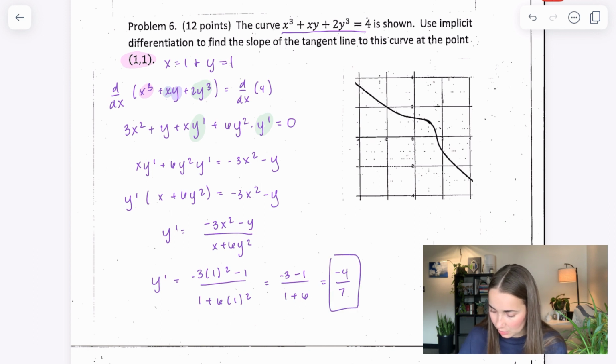So right here is our value, and we can actually go ahead and check this with the graph. So the point (1, 1) is going to be right here, and as we can see, the tangent line is going to be something like this, which has a slope of -4/7.